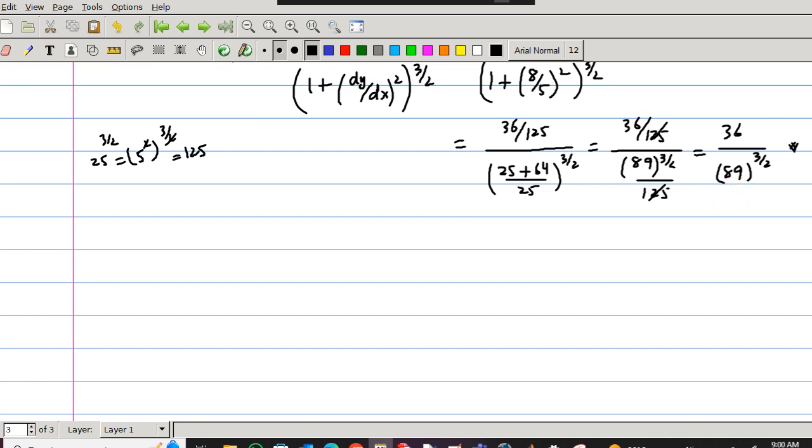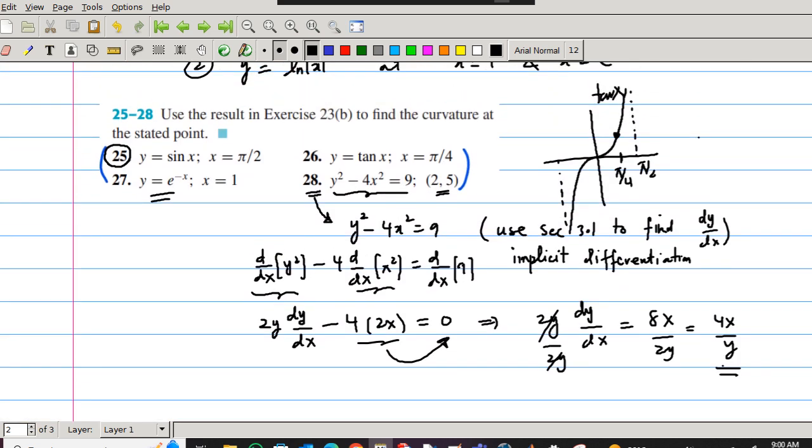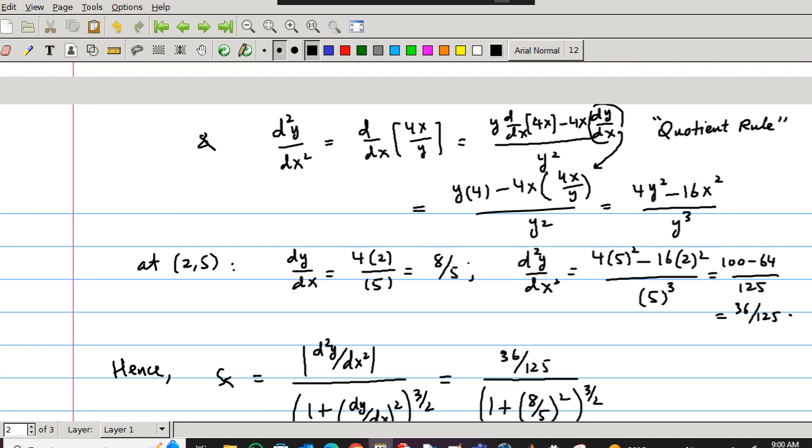Okay, so that is your solution if an implicit function is given. This problem is an example of an implicit function, and because an implicit function was given, we used implicit differentiation from section 3.1. So now you can try the other 3 problems that will give you enough practice.